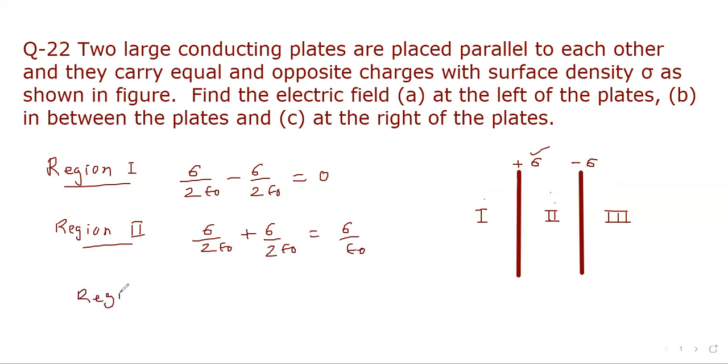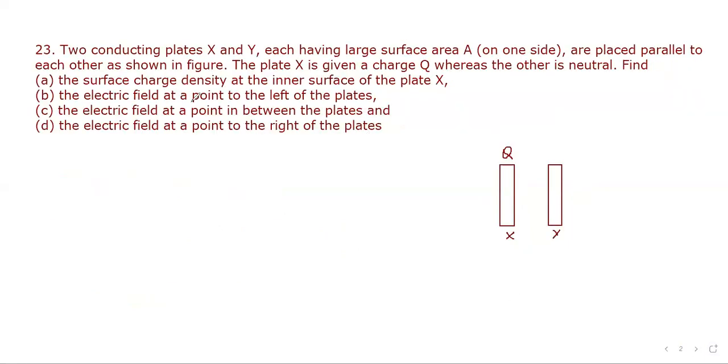And region 3, here field due to plus sigma will be sigma upon 2 epsilon naught directed towards right, and due to minus sigma, the field will be sigma upon 2 epsilon naught, but it will be directed towards left. Hence, negative sign sigma upon 2 epsilon naught, and the net answer will be 0.